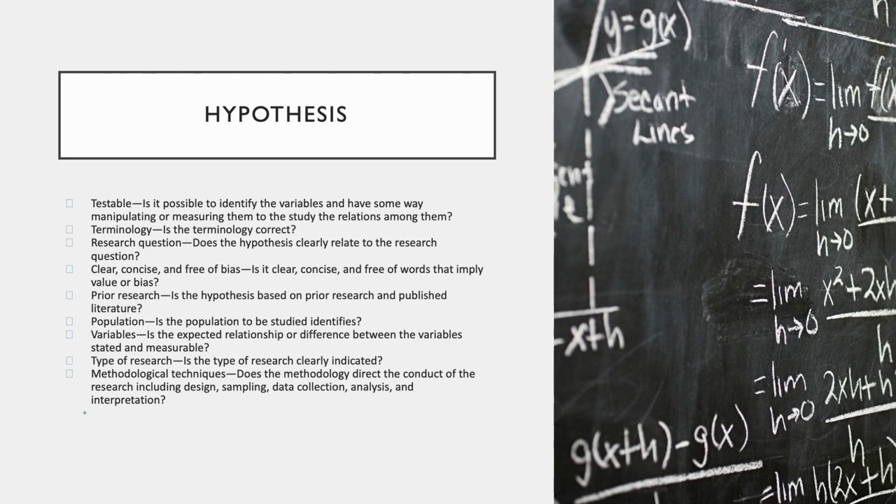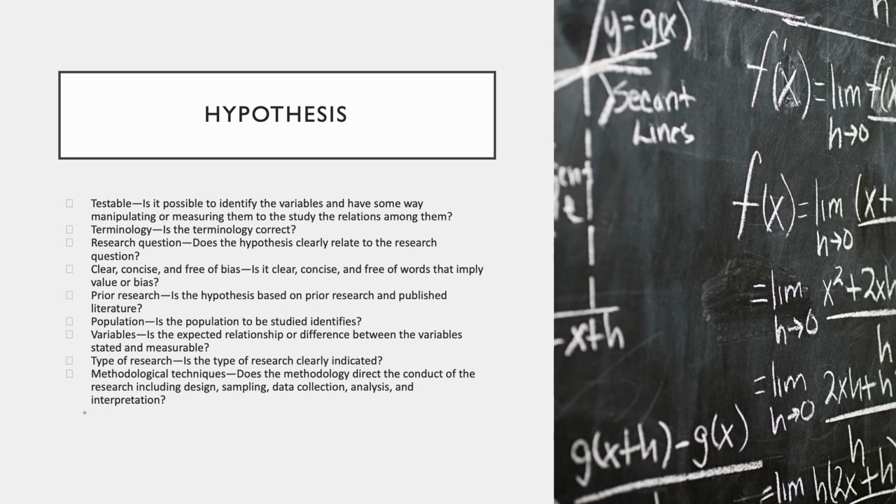Is it testable? You have to be able to identify variables and have some way of manipulating the variables. The terminology needs to be correct. We need to be really precise with the words we use and what they mean. The research question. Ask yourself, does a hypothesis clearly relate to the research question? You might be surprised how often researchers stray from what the hypothesis was. You need to be clear, concise, and free of bias.